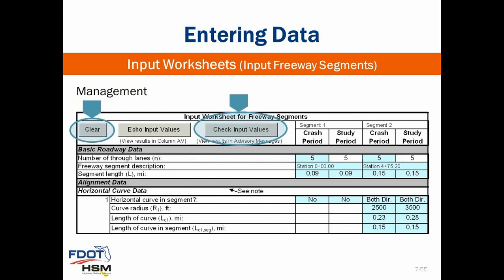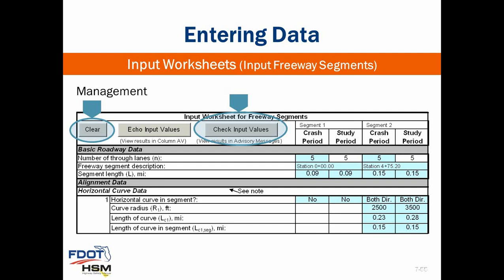This slide shows a portion of the Input Freeway Segments worksheet. Each segment is allocated 2 columns if the EV adjustment is used, and that's the case as shown in this slide. However, each segment is allocated only 1 column when the EV adjustment is not used.